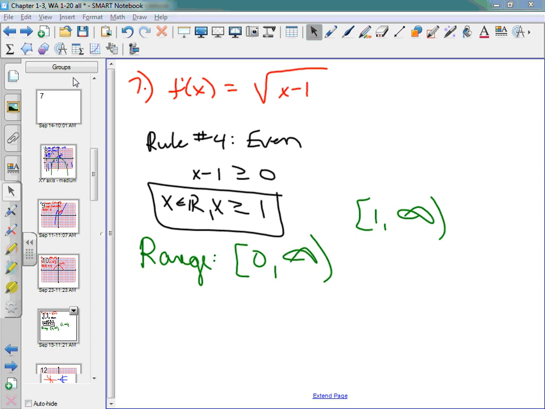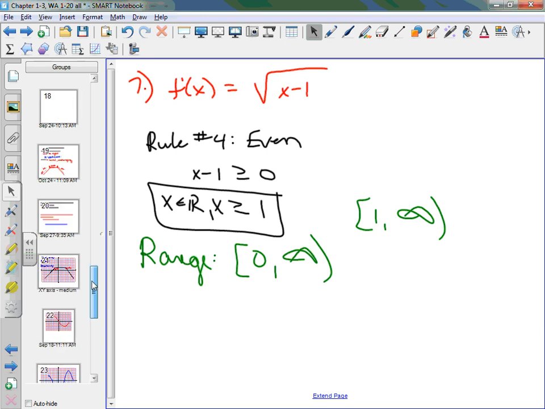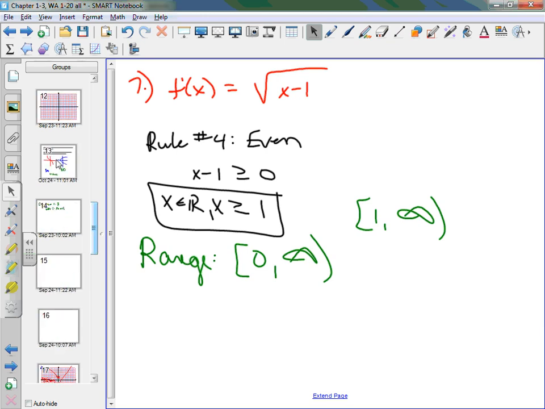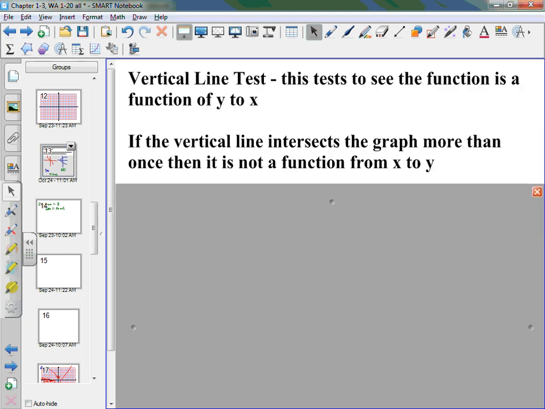Now the last little tidbit that you need to know about is the vertical line test. This is a test to see the function is a function from y to x. What this means is very easy. You guys learned this from Algebra 1. I know you did. My Algebra 2ers learned it last year. Okay? If the vertical line intersects the graph more than once, then it is not a function.